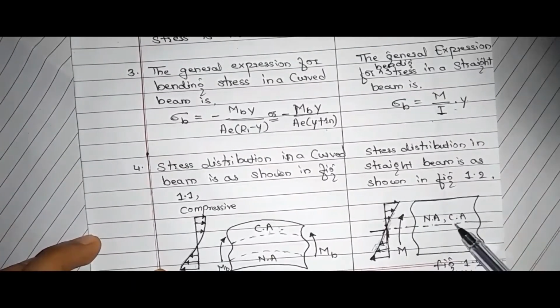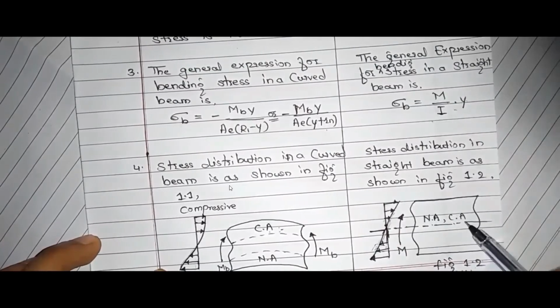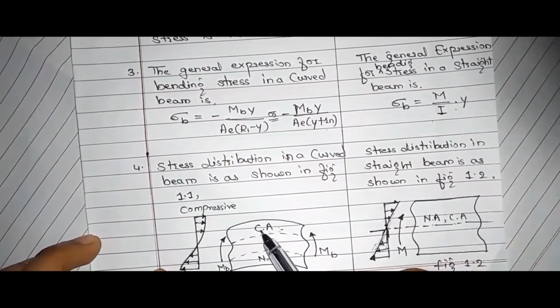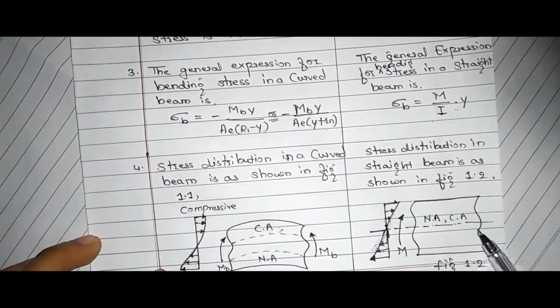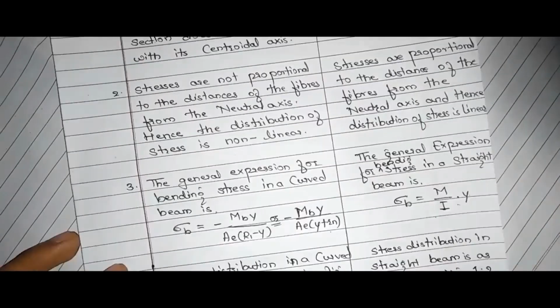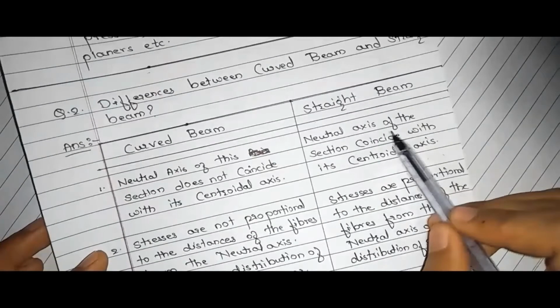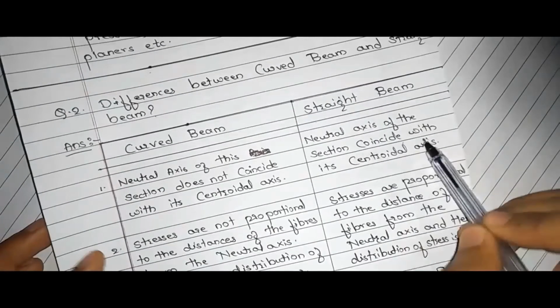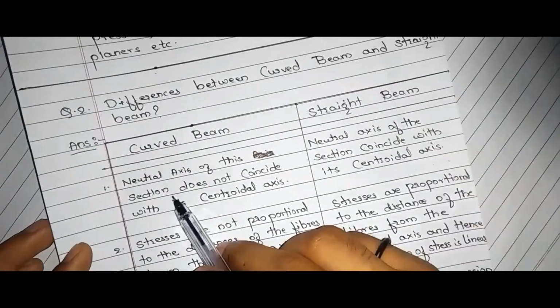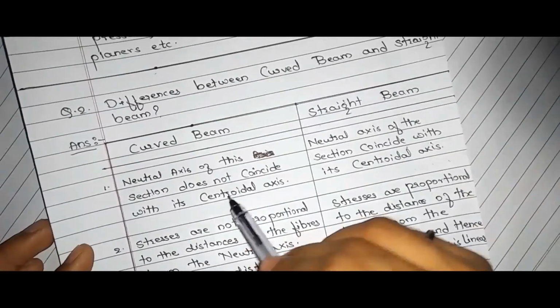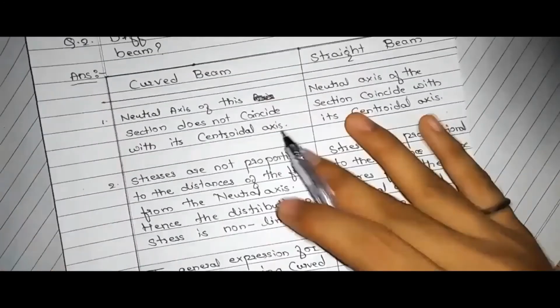Here you can see the centroidal axis is here and the neutral axis is here, since it is curved, so the distribution of stresses is like this. Here it is straight, so the neutral axis and centroidal axis coincide. Why? Because as I told at first, the neutral axis of the section coincides with its centroidal axis in a straight beam, but here in the curved beam it does not coincide with its centroidal axis.